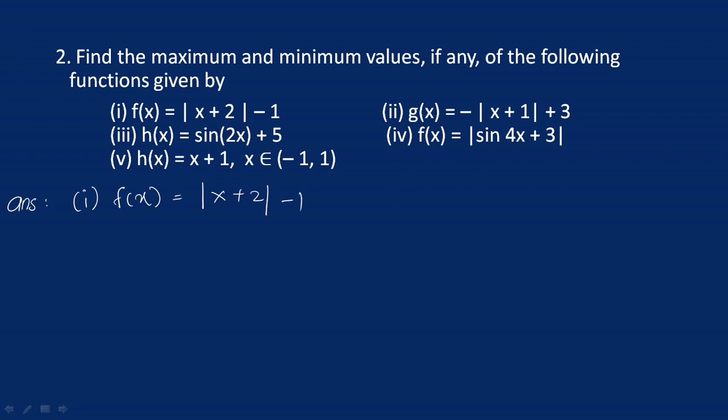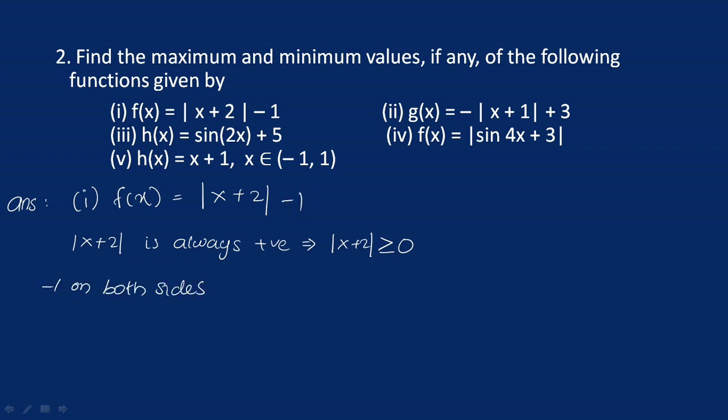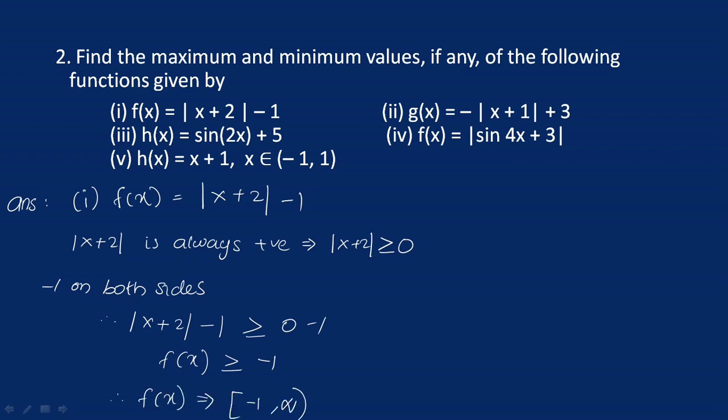We know that mod of x plus 2 is always a positive quantity. So we can write mod of x plus 2 is greater than or equal to 0. In the next step, we will be adding minus 1 on both sides, on both the LHS and RHS. That is mod of x plus 2 minus 1 is greater than or equal to 0 minus 1. What is mod of x plus 2 minus 1? That is f of x. So f of x is greater than or equal to minus 1, so f of x will be from the interval minus 1 to infinity.